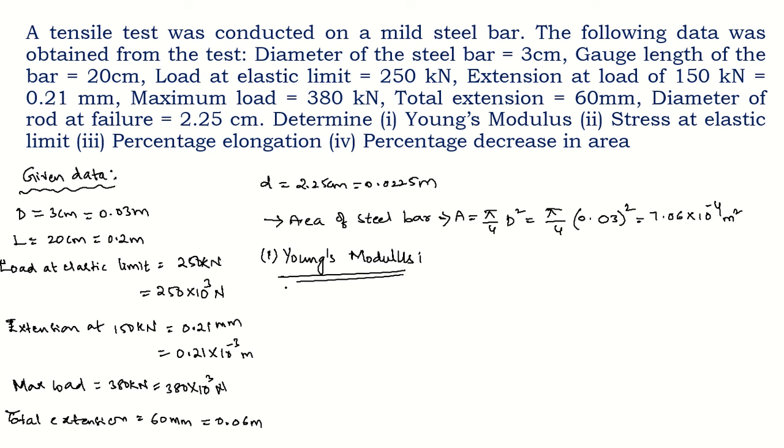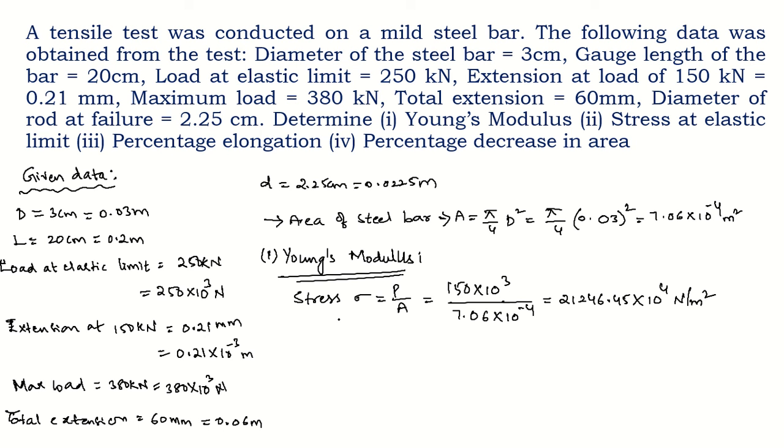Yes, we can calculate. So let's take the formula of stress first. Stress sigma is equal to load by area. I'm taking 150 kilonewton because I know the extension at that place. So this is 150 into 10 power 3 by, what is the area? It is 7.06 into 10 power minus 4. So from here, what is the sigma value? Sigma is 21246.45 into 10 power 4 Newton per meter square. This is the stress we obtained.